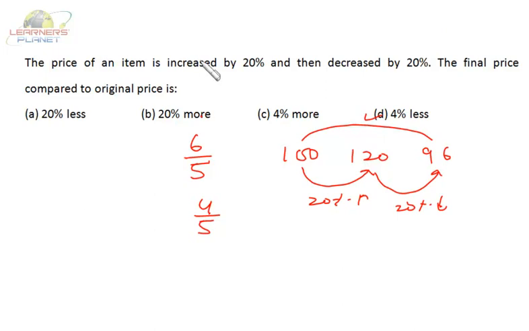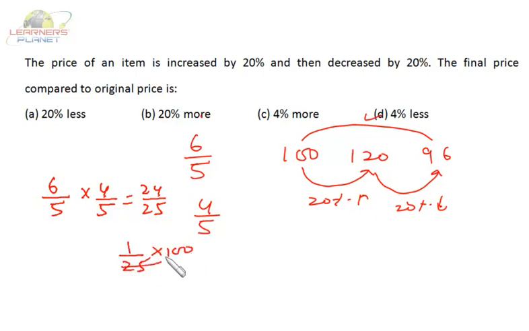Apart from that, we can apply one logic also over here. If the price of the item is increased by 20%, that means it's getting 6 by 5, then it is decreased by 20%. That means two operations are being done consecutively. First we make it 6 by 5, then 4 by 5. So we are actually getting 24 by 25 of the original value. That means we are losing 1/25 of the original value, which is 4%. If the original value is 100 and we are losing 4 parts of it, that means we are losing 4% of it.